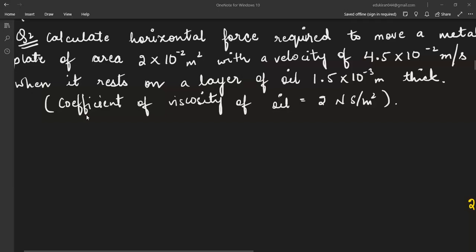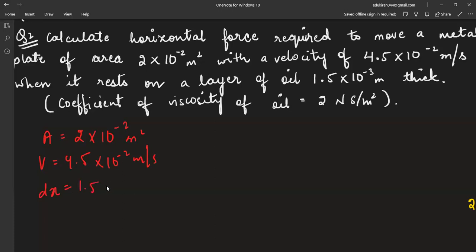See, this question says you have to calculate the horizontal force required to move a metal plate of area 2 into 10 to the power minus 2 meter square with a velocity of 4.5 into 10 to the power minus 2 meter per second, when it rests on a layer of oil of this much thickness. This I was mentioning to you, Harsha: whenever it says thickness, it means the separation between the layers. So dx is 1.5 into 10 to the power minus 3. The coefficient of viscosity of oil, eta, is 2 Newton seconds per meter square.